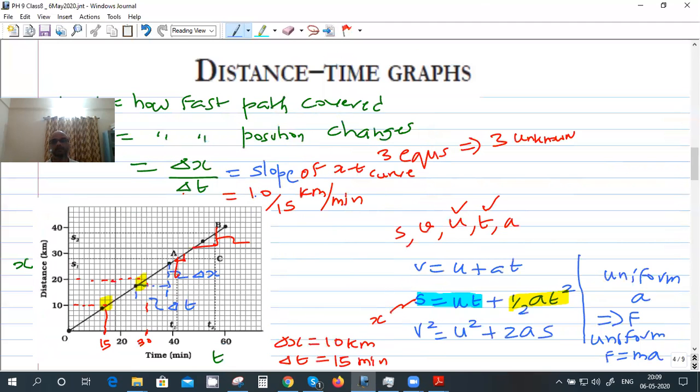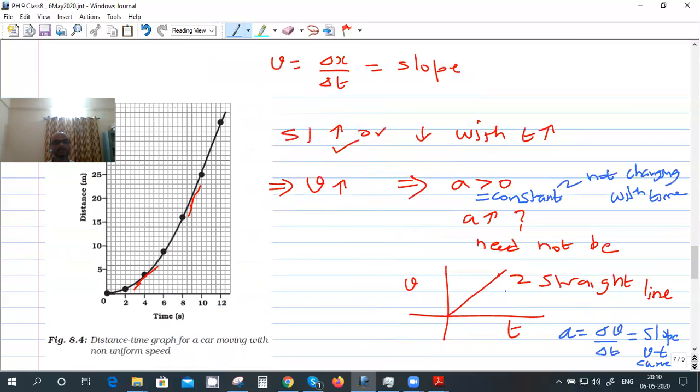If you look at this equation, when acceleration is constant, the equation of x versus time is a second degree equation. x equal to ut plus half a t square. So it is not a straight line. When acceleration is not zero, the x versus t curve is not a straight line because of the second term, half a t square. And that's what this is showing. It's not a straight line, but a curve.